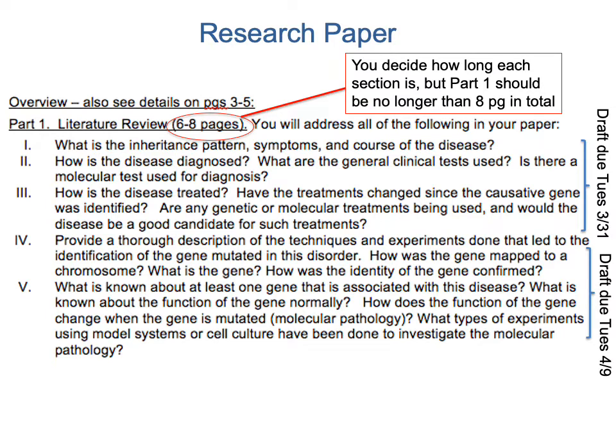So just as a reminder, the first part, the literature review, can be up to 8 pages long, and you can decide how long each of the individual 5 sections will be. But in total, this Part 1, composed of sections 1 through 5, should not be longer than 8 pages. Okay, and then a reminder that the first draft you're working on is for sections 1 through 3, and that's due Tuesday, March 31st. And then the second draft you'll do is for sections 4 and 5, and that's due April 9th, and that is currently posted.